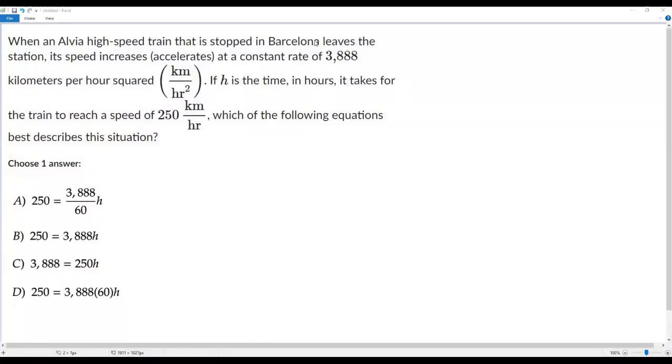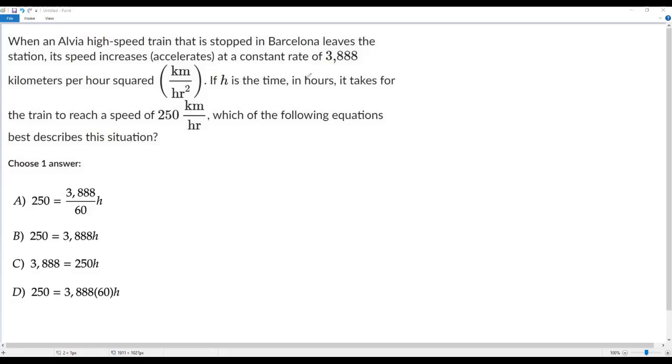Here we have a SAT math question. When an Alvia high-speed train that is stopped in Barcelona leaves the station, its speed increases, that is, it accelerates at a constant rate of 3,888 kilometers per hour squared. If h is the time in hours it takes for the train to reach a speed of 250 kilometers per hour, which of the following equations best describes this situation?